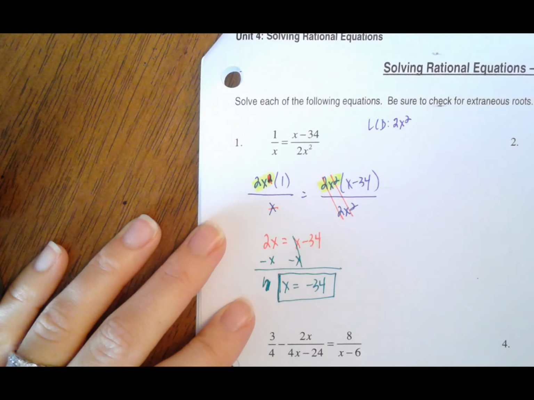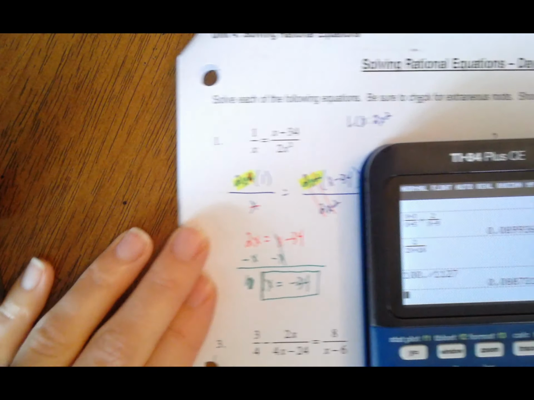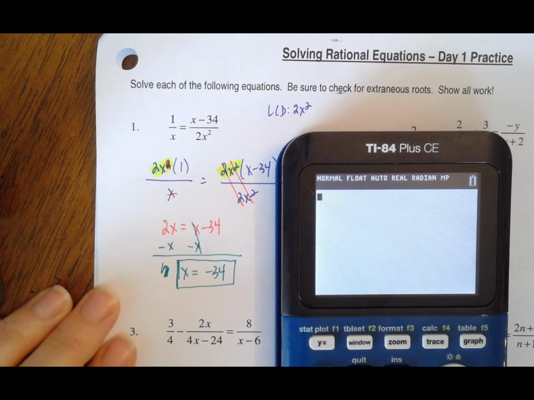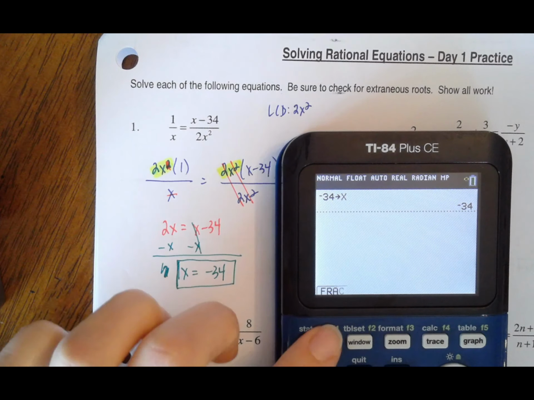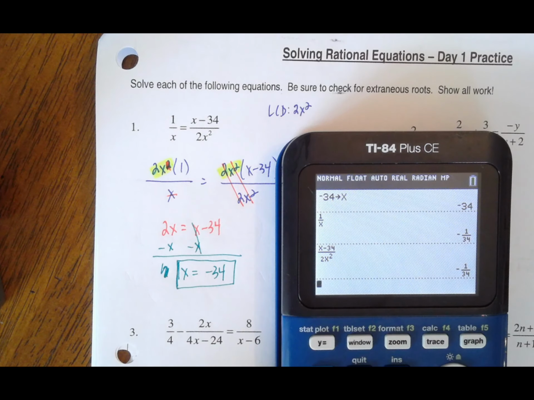x equals negative 34. And remember, you can check your work by storing a value for x. So I'm going to store negative 34 as x and type in the left side of the equation, hit enter, and type in the right side of the equation as well. And those match, and they do. All right, so let's take a look at number 2 then.